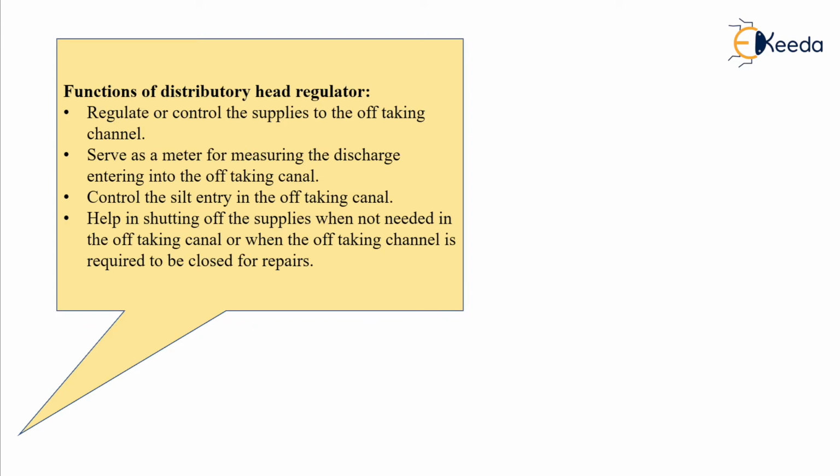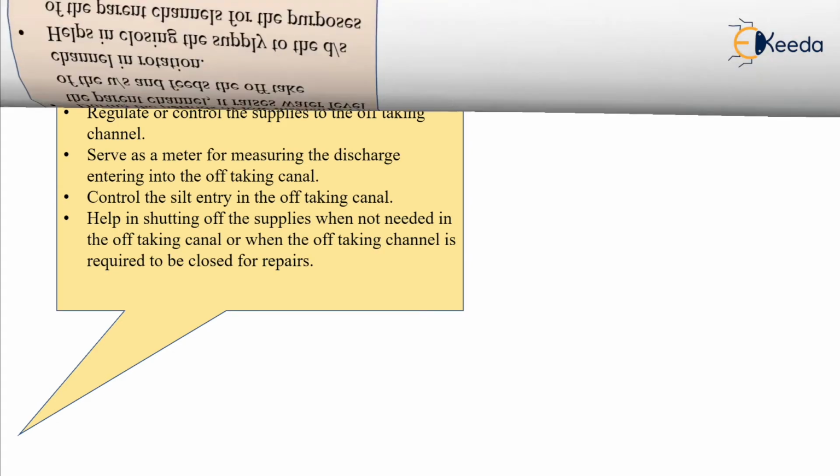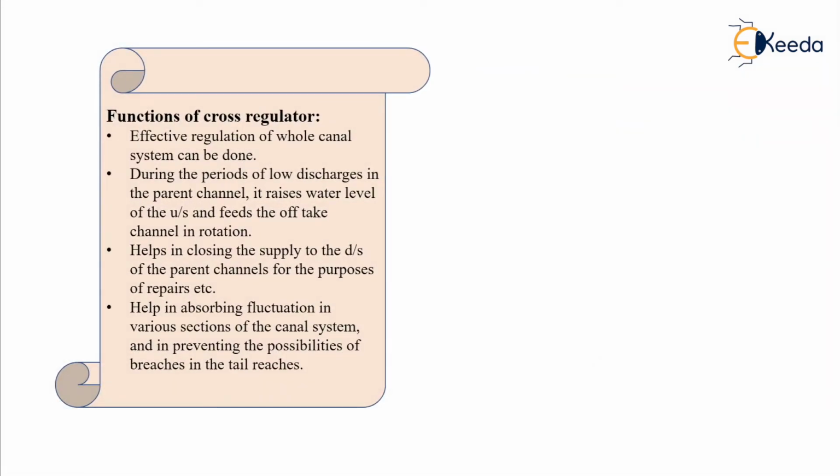So definitely by opening and closing that regulator, we can stop and we can allow the water to flow through this off-taking canal. If the canal requires maintenance, we need to shut and close the regulator, so that the maintenance work is carried out safely. So these are the functions of the distributary head regulator.